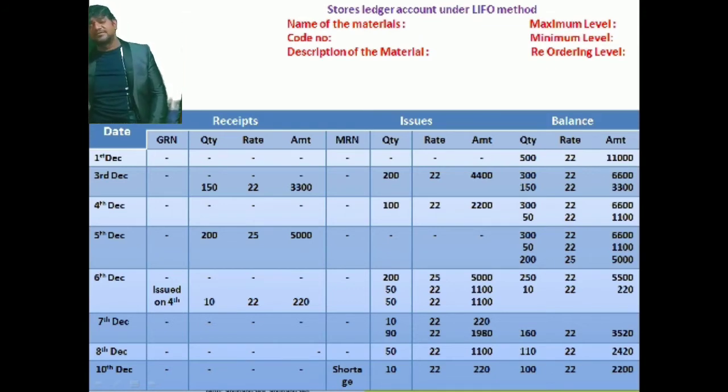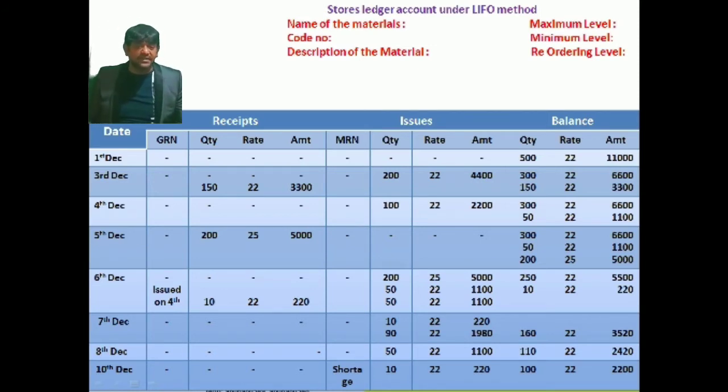So go to the balance column, copy the above, that is the 3rd December balance of 300 units at rupees 22 each, 6,600, and out of 150 units I have issued 100 units. So the left out units is 50 units. 50 into 22 rupees, that is 1,100 rupees.